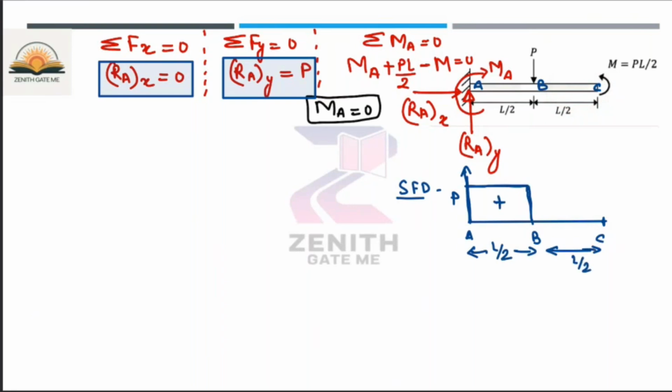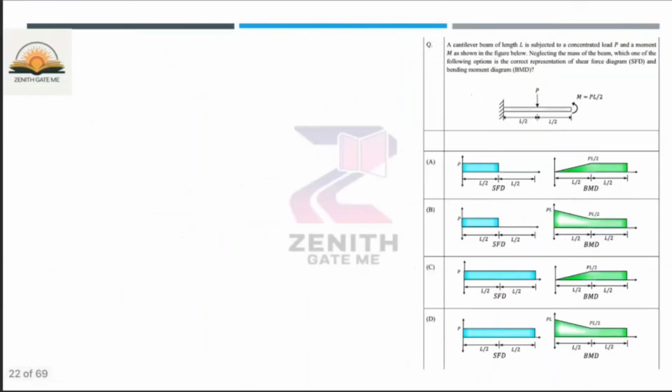Because on the left side it is upward and on the right side it is downward. So based on the direction of the shear force, this will be positive. Out of these options, which one will be correct? So options C and D will be eliminated. Either option A is correct or option B will be the correct one.